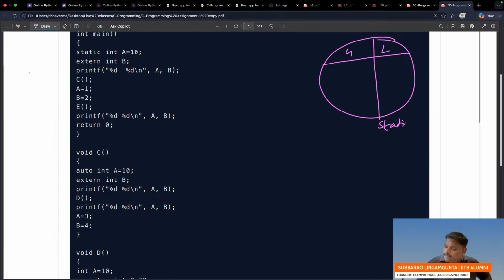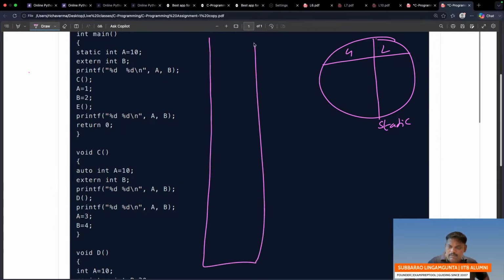Static. It is a stack. It is a stack, so be careful. I'm starting one by one. Make sure everyone listens, one by one. All right, let's see this.